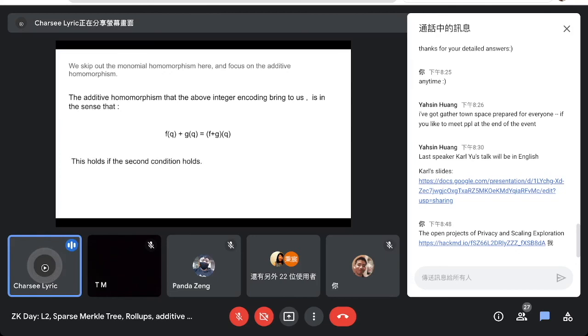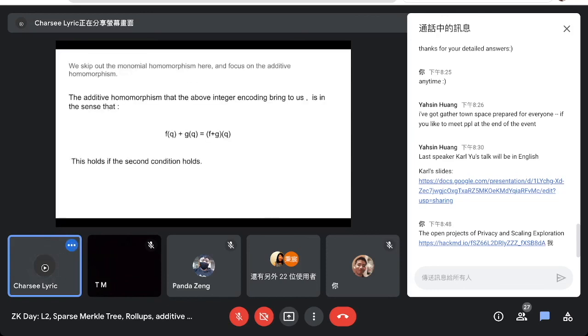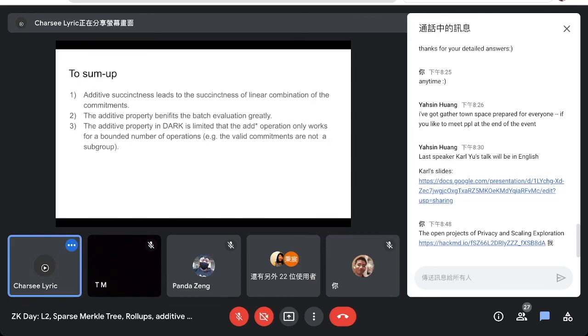This brings us to homomorphism here, but we skip the monomial homomorphism and just focus on the additive homomorphism, which is like f of q plus g of q is equal to f plus g of q, right? This only holds if we choose the value of q suitably.